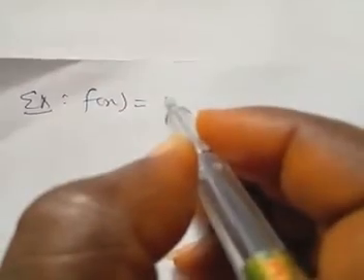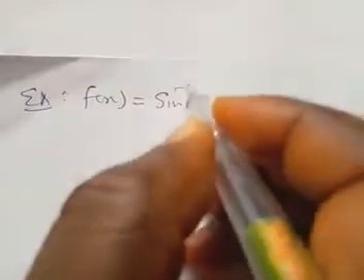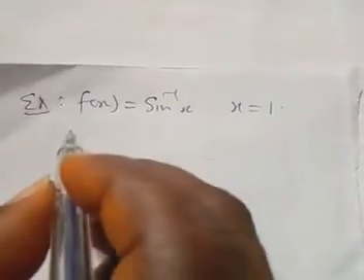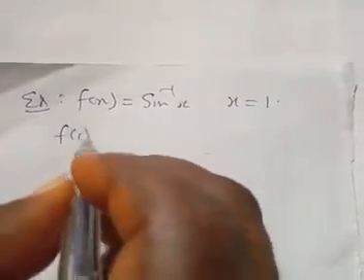If you look at an example here, for instance, if you consider f of x to be equal to, let's say, arc sin x, at x equal to 1. From this place, you observe that f of 1 is 1.